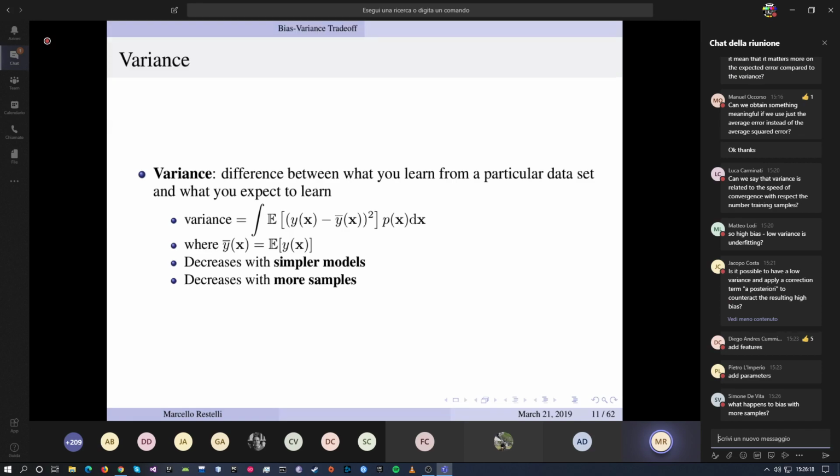There is a question: what happens to bias with more samples? Actually, the bias is not affected by the samples. The bias is only affected by the size of the hypothesis space. It does not depend on the samples. Because actually in the bias you are already considering the average model prediction, and so this doesn't change.